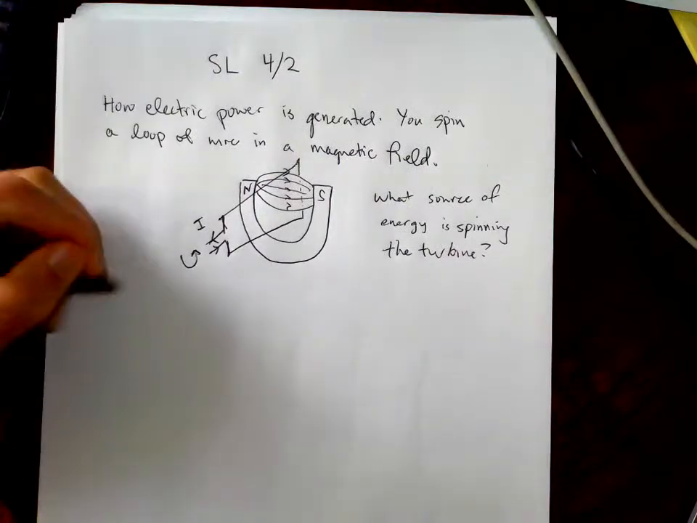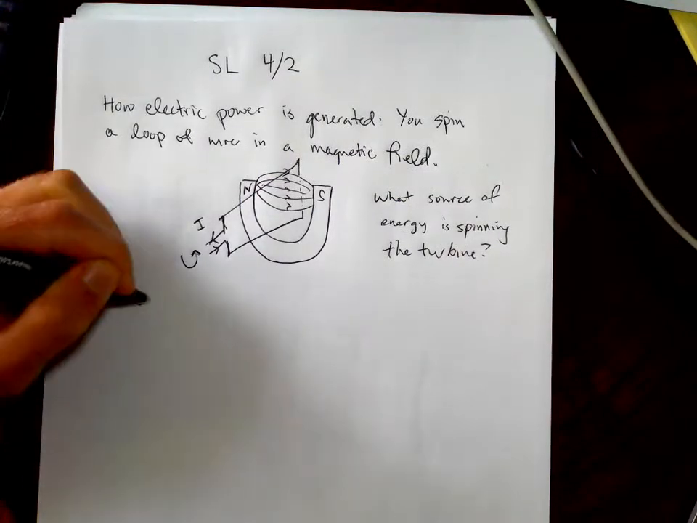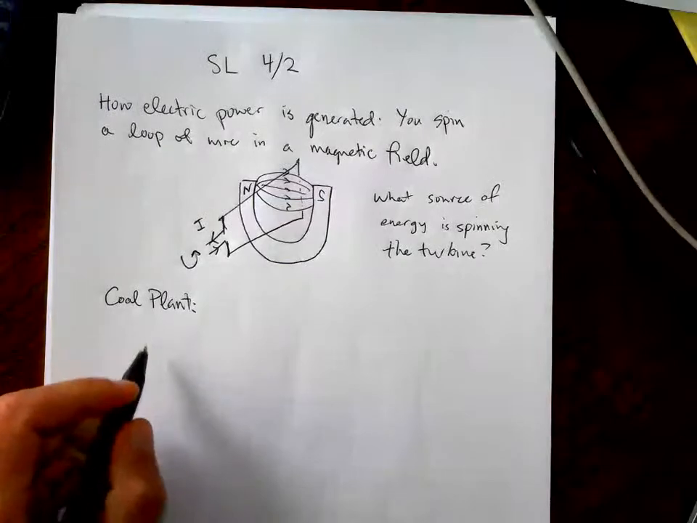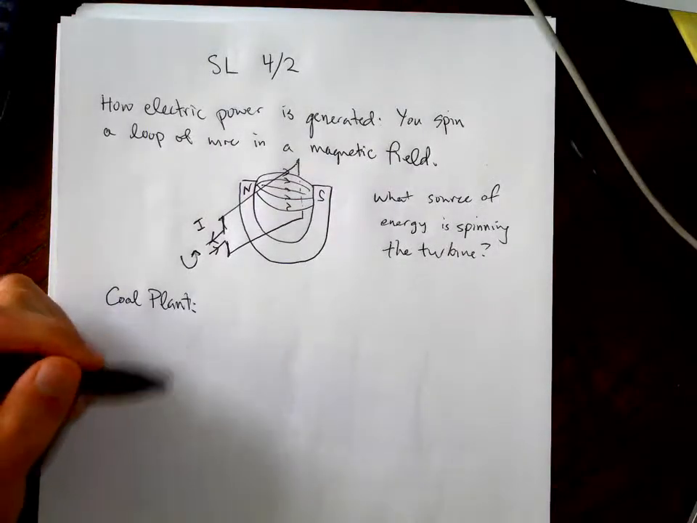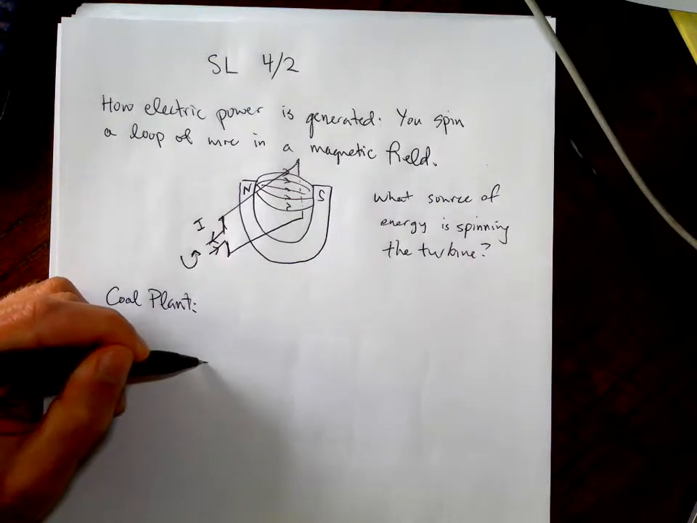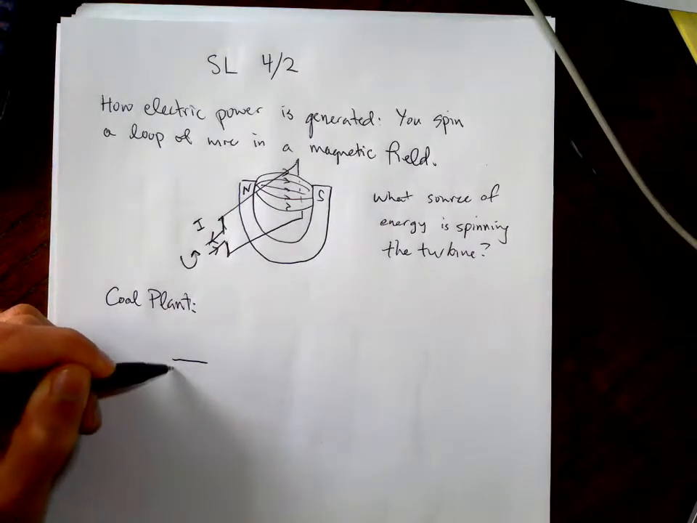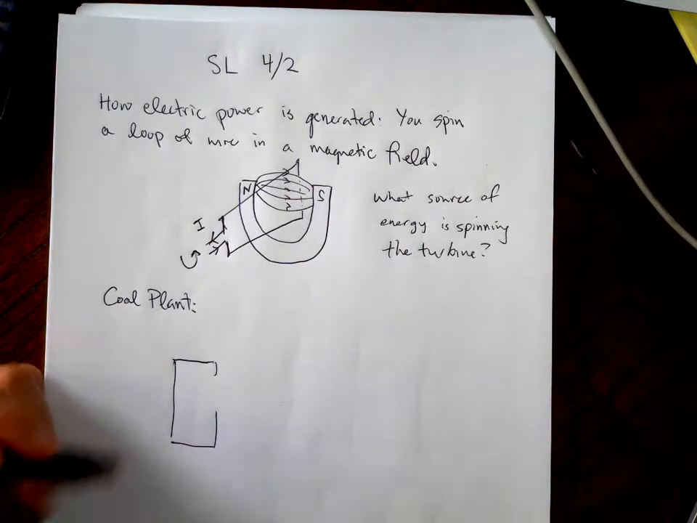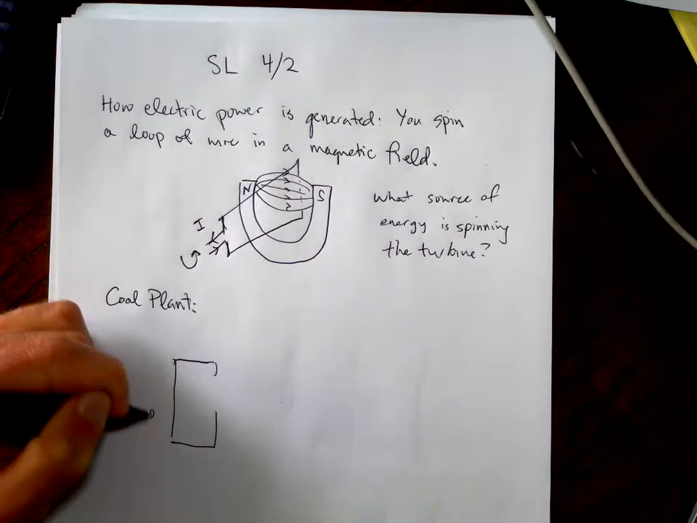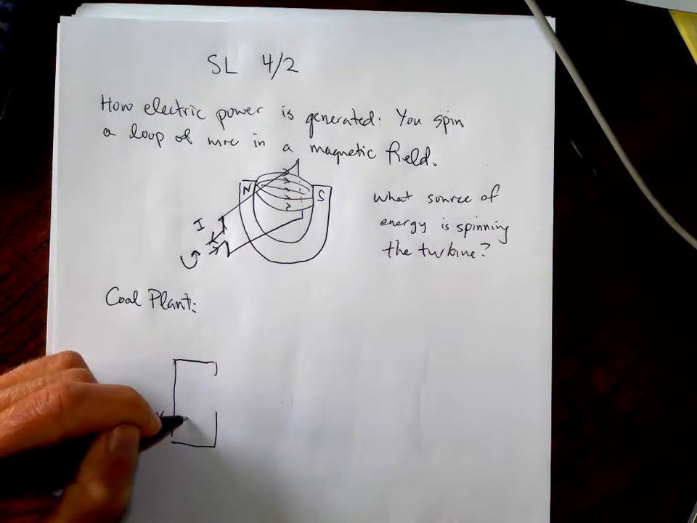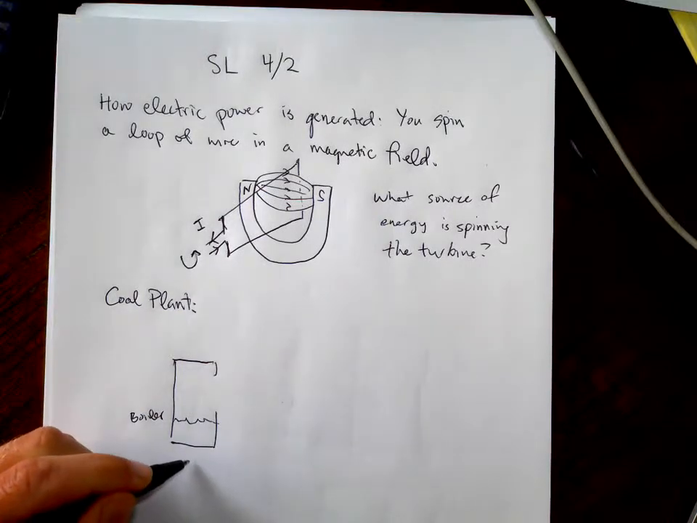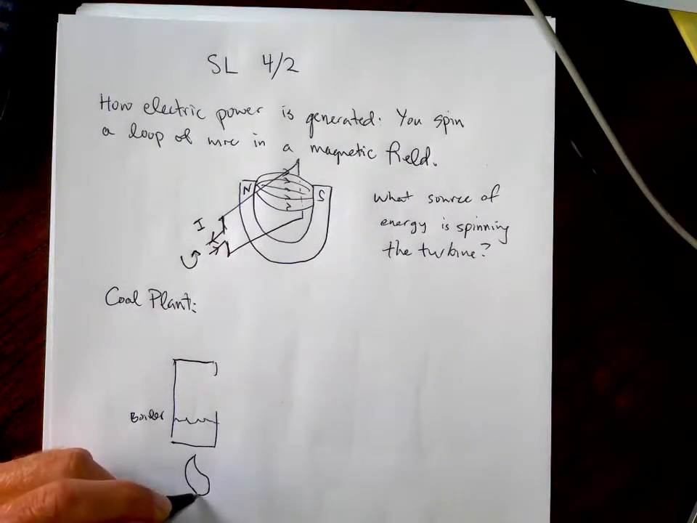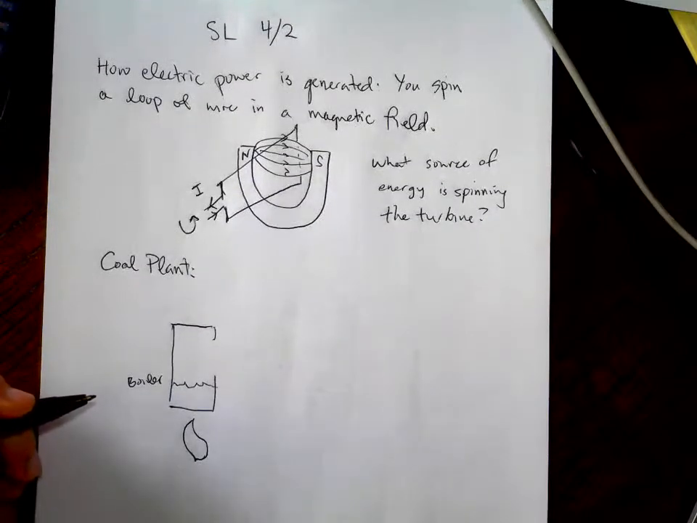For example, what about a coal plant? If you have a coal plant, it kind of looks like this. You have what you could call a boiler. Yeah, let's call it a boiler. I think that's what it's called. And the boiler has some water at the bottom. And you're burning coal to heat up the water. This is supposed to be a flame, okay? You're burning coal to heat up the water.